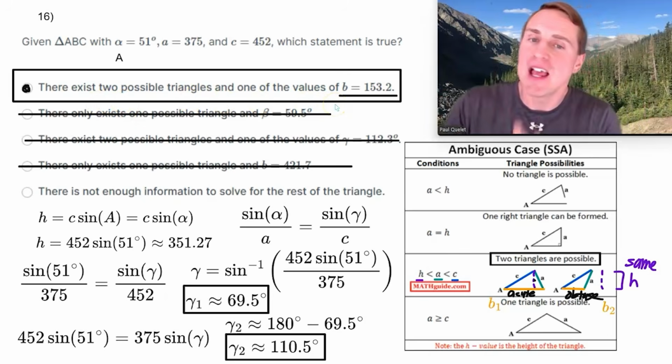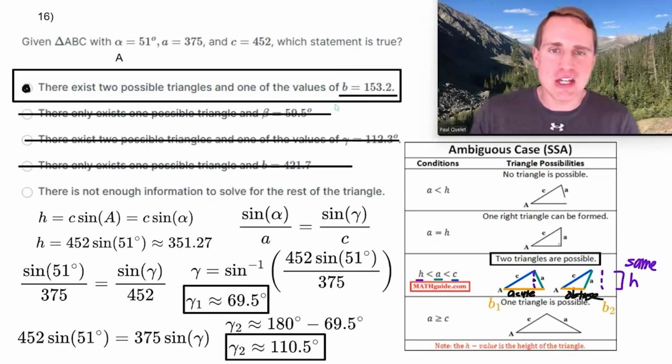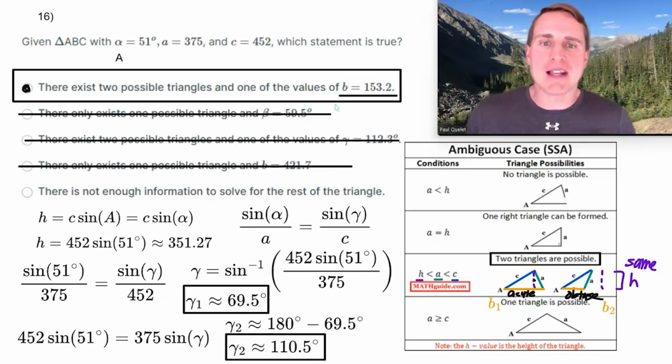Hope that makes sense. Again, I feel like there's not a lot of teachers that really can explain the ambiguous case for a non-right triangle using the law of sines. But I hope that's clear. Thank you, and let's go ahead and move on to our next question.